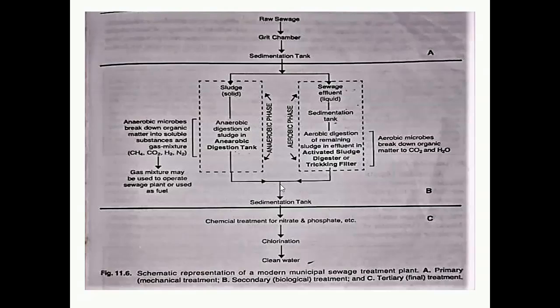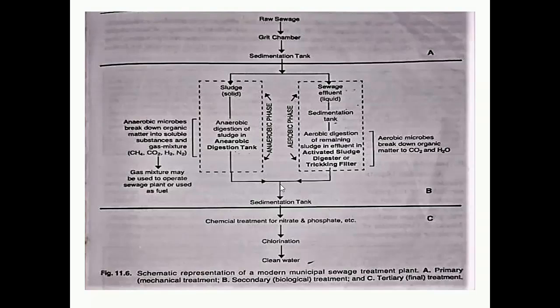Liquid effluent enters the sedimentation tank. Then there is aerobic digestion of the remaining sludge in the effluent in an activated sludge digester or trickling filters. We are observing two different processes: one is the aerobic digestion phase and the next one is anaerobic digestion. On the right side we are observing aerobic digestion, for example oxidation pond, trickling filters or the activated sludge process.